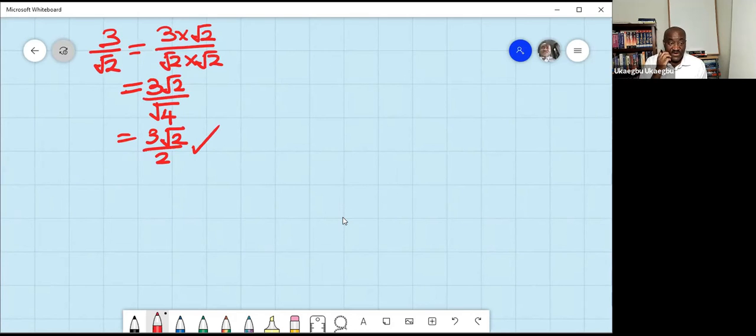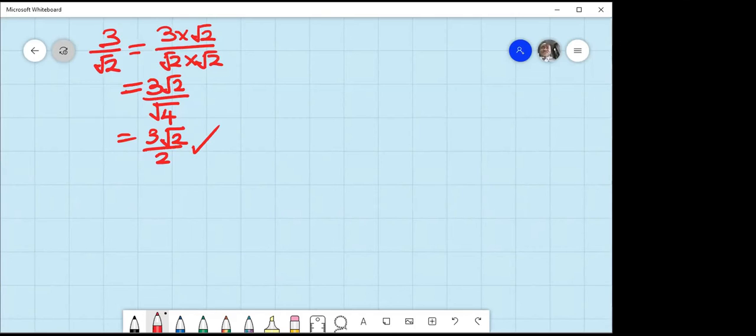If you use your calculator right now and type 3 divided by square root of 2, whatever it gives you, if you do 3 multiplied by square root of 2 divided by 2, it will give you the same answer. So let's check it out. I want somebody to use a calculator and type 3 divided by square root of 2. Use your cell phone calculator, please. I got 2.1.